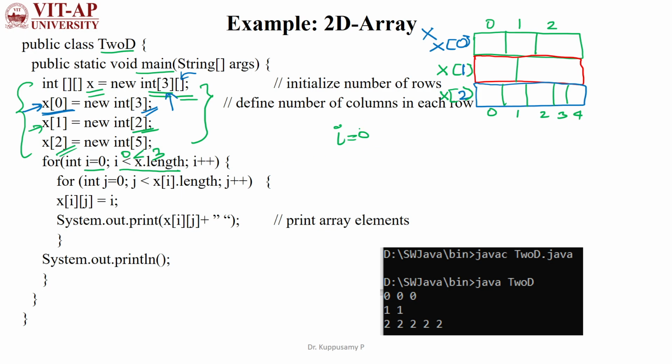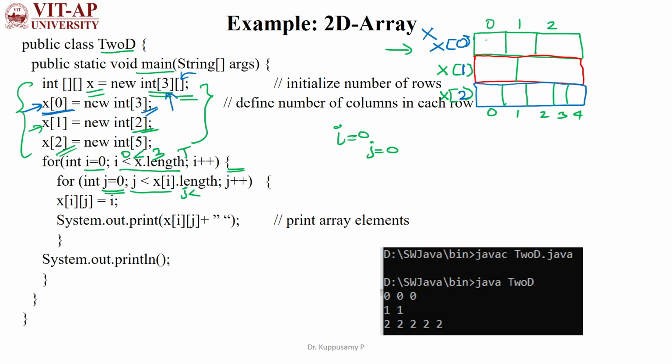Here 0 less than 3 is true, and it enters inside the block. Here j is 0. Then j less than x of i dot length. x of i is x of 0, since the i value is 0. So j less than x of 0 dot length, which is 3.